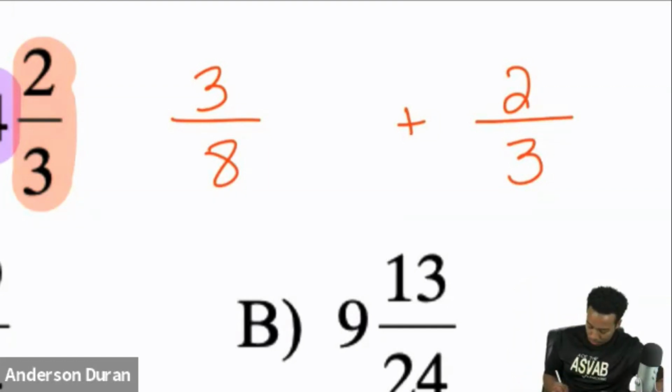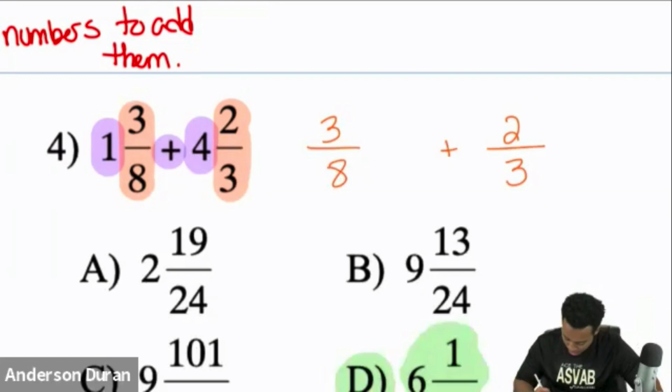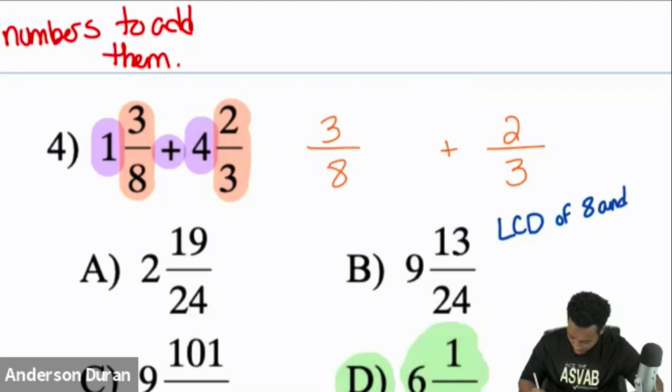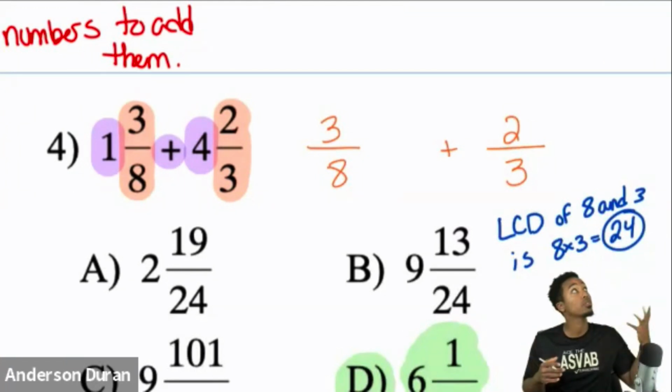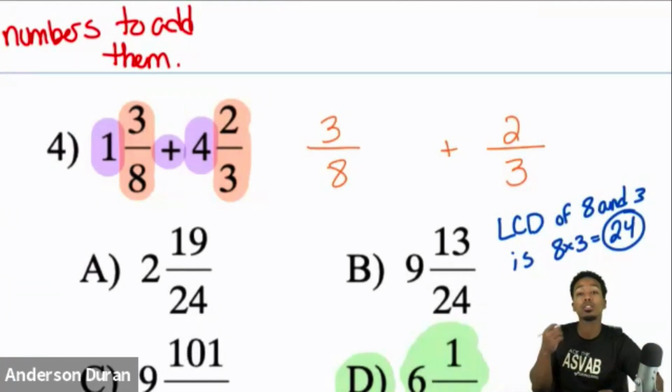And so let's write this out here. The LCD, let me use a different color here. Let's use blue. So LCD of 8 and 3 is 24. You can do 8 times 3. That's going to give it to you right there. It is 24. So that's our goal here: turn these fractions into a denominator of 24.